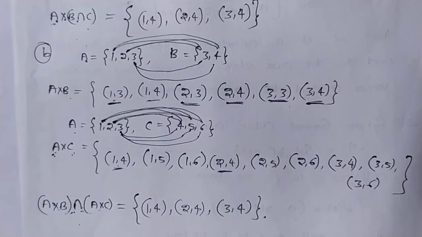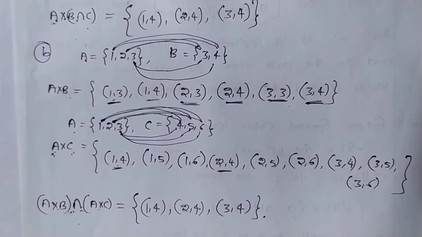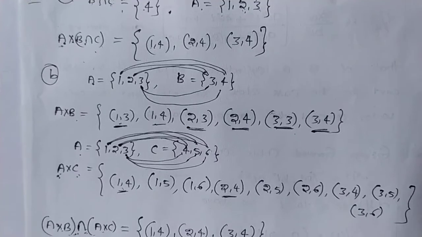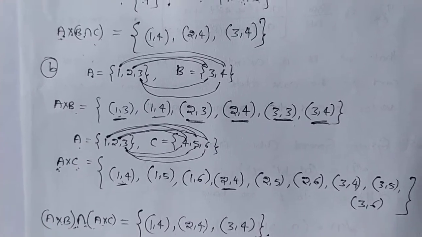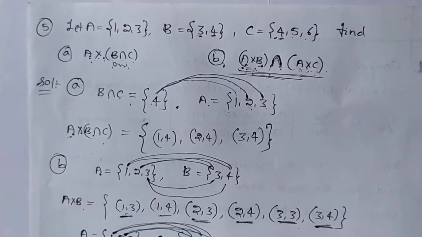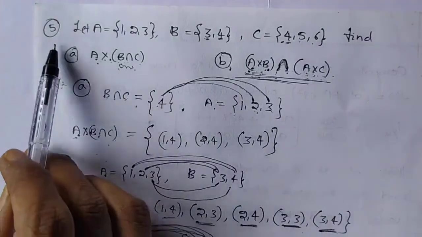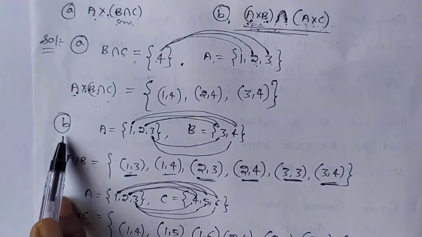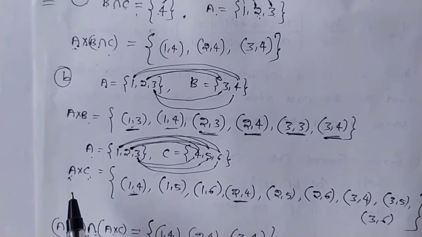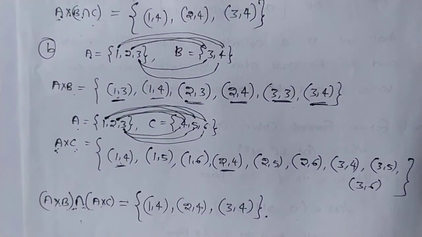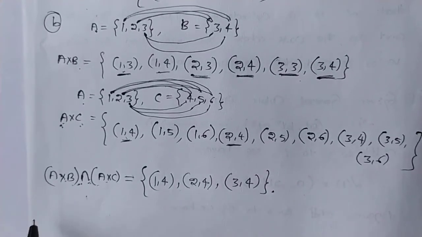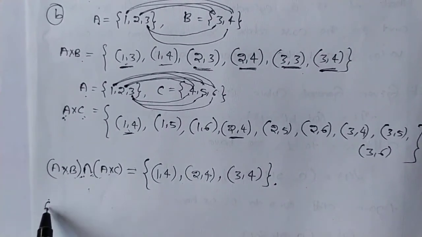Do you understand? I think you understood the concept of the Cartesian product of two sets as well as finding the intersection. Kindly note down this question in your notebook. It is the first question A and it is the second question B. Okay, let us solve the next question, the sixth question.